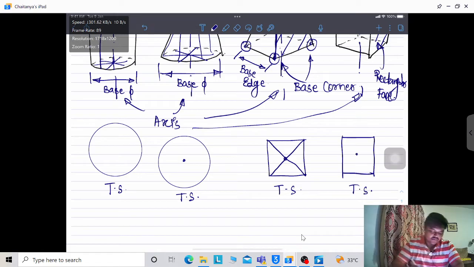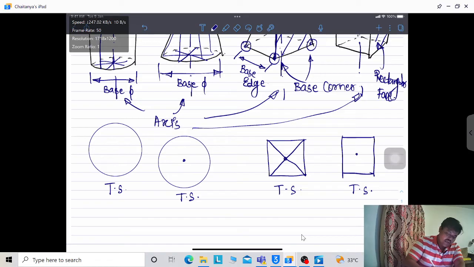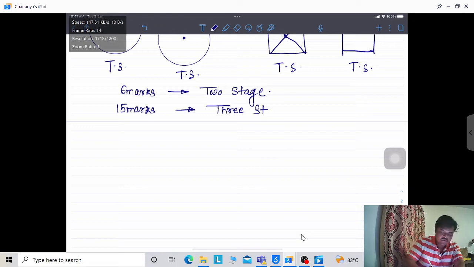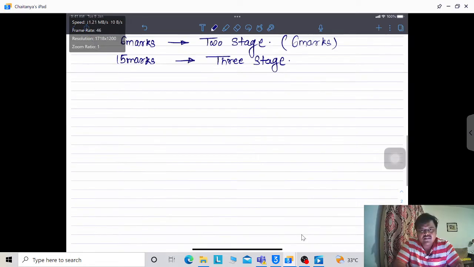in 6 marks we are actually dealing with two stage numerical, and in 15 marks you are actually dealing with 3 stages. Okay, so in this lecture we will be focused on the 6 marks only. तो 6 marks के लिए क्या करना है, that's very important. Okay, now 6 marks में आपको टेक्निक के संग जाना है.